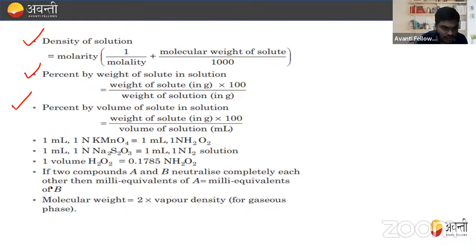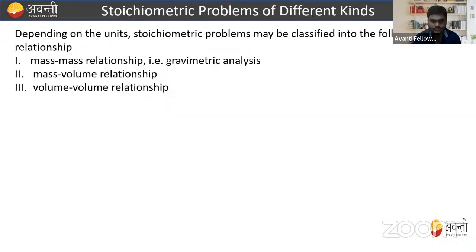This thing is also very, very important: molecular weight is always equal to twice the vapor density, for the gaseous phase only. But remember this, molecular weight, or we say molecular mass, is equal to 2 times the vapor density.